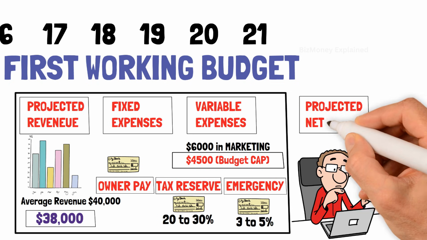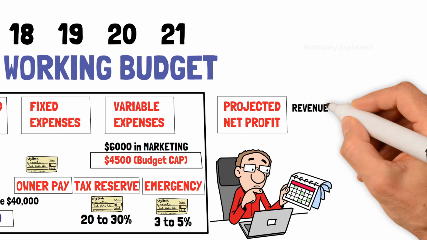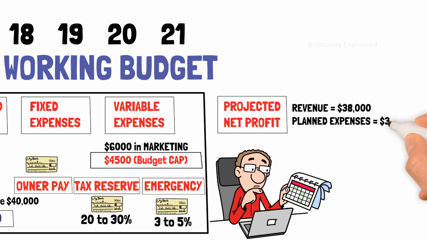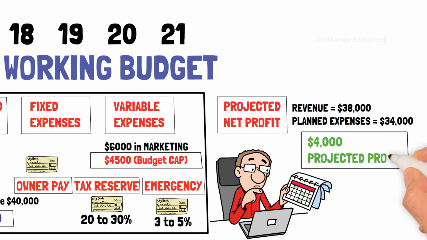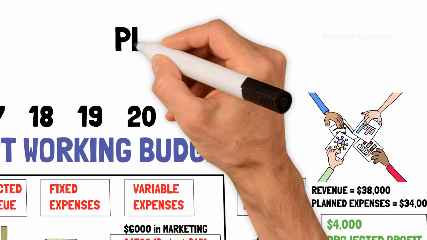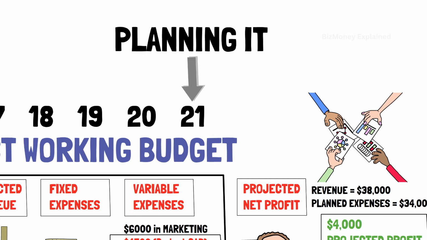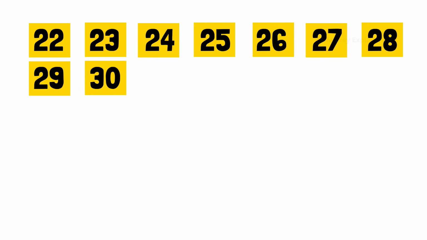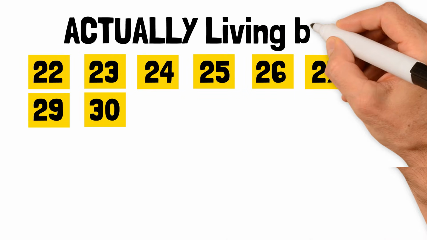Calculate your projected net profit under this new budget. If revenue is $38,000 and total planned expenses are $34,000, you now have a controlled $4,000 projected profit instead of random results. This is the foundation of financial discipline. By the end of day 21, you are no longer reacting to money, you are planning it. The numbers may not be perfect, but you now have structure, clarity, and control, which is far more powerful than guesswork.